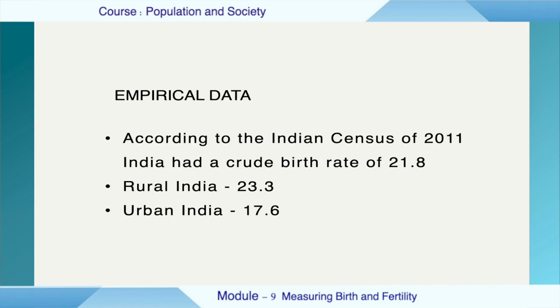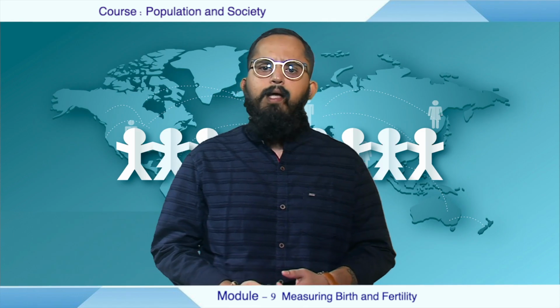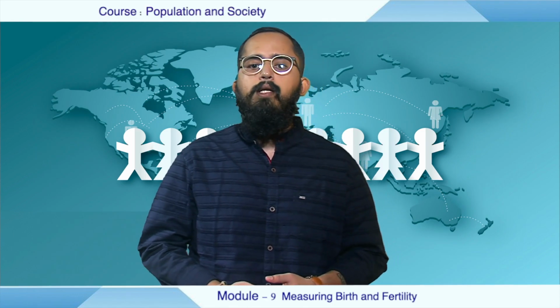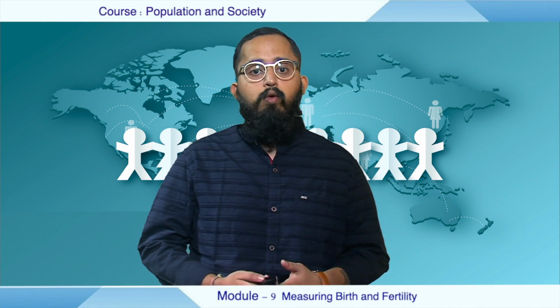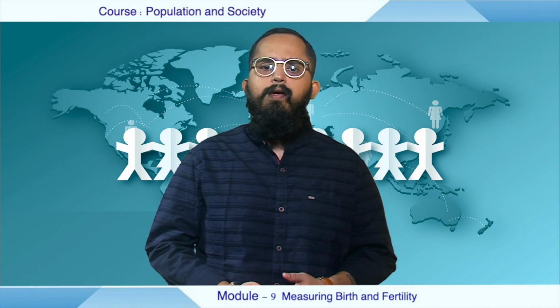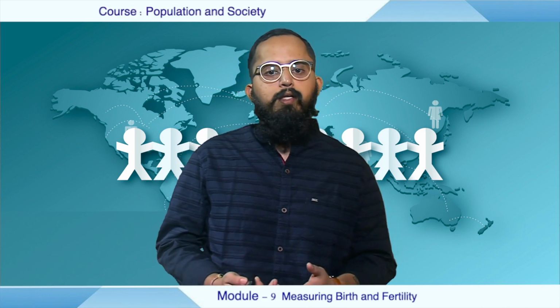Now according to the Indian census of 2011, India had a crude birth rate of 21.8. For rural India, the figure was 23.3, whereas urban India projected a crude birth rate of 17.6, which meant that more babies were born in rural parts of India compared to the different tier cities. The rural birth rate, interestingly, was even higher than the national average, which then becomes an important vantage point for social science researchers.